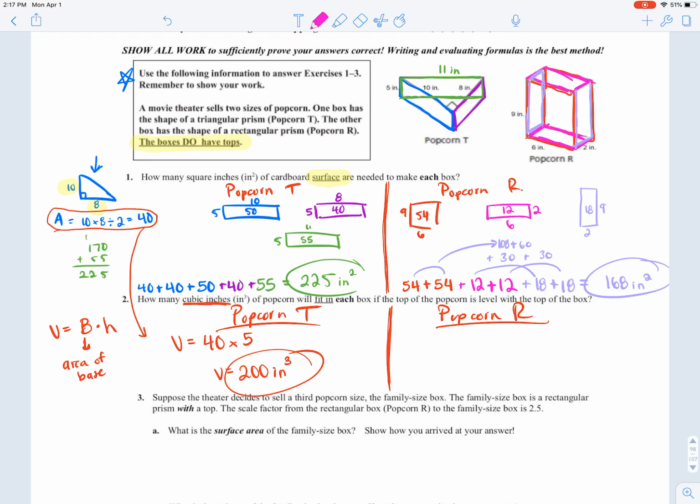Popcorn R. You guys are very comfortable with this. You just multiply the 3 dimensions that you see. So most of you would say 9 times 6 times 2, right? Doing a little bit of mental math here. 54 times 2, well, that's 108 cubic inches. And there we go.